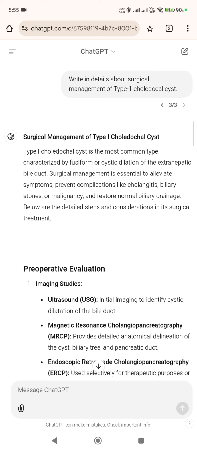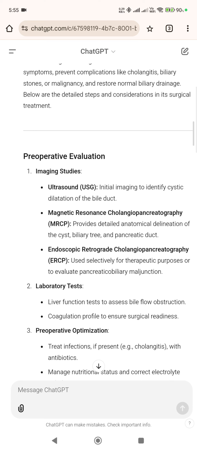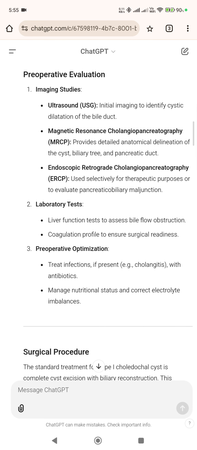Preoperative evaluation. 1. Imaging studies. Ultrasound, USG, initial imaging to identify cystic dilatation of the bile duct. Magnetic resonance cholangiopancreatography, MRCP, provides detailed anatomical delineation of the cyst, biliary tree, and pancreatic duct. Endoscopic retrograde cholangiopancreatography, ERCP, used selectively for therapeutic purposes or to evaluate pancreatico-biliary maljunction.